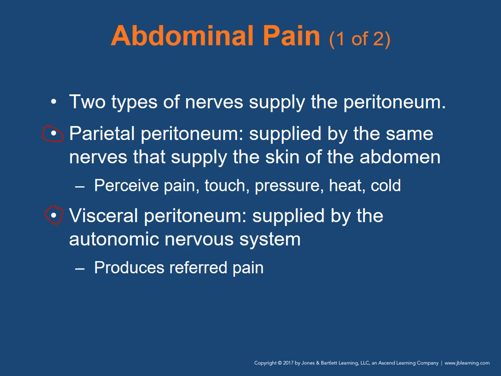So if there is damage or infection or an issue with the parietal lining of the abdomen, it'd be much easier for you to locate or pinpoint with accuracy where that pain is. Whereas the visceral peritoneum, if there was an issue or injury with the lining of the actual organs in the abdominal quadrants, would be much harder for you to locate and would be more of a dull, diffuse pain spread over maybe an entire quadrant or two quadrants or the entire abdomen.